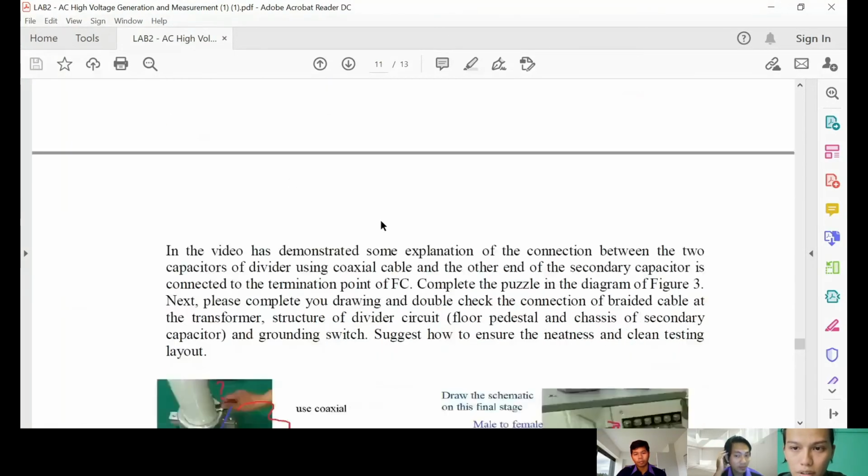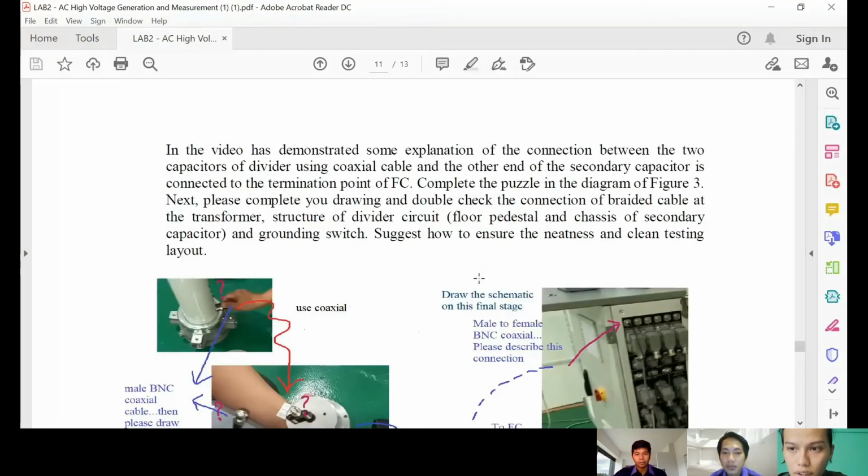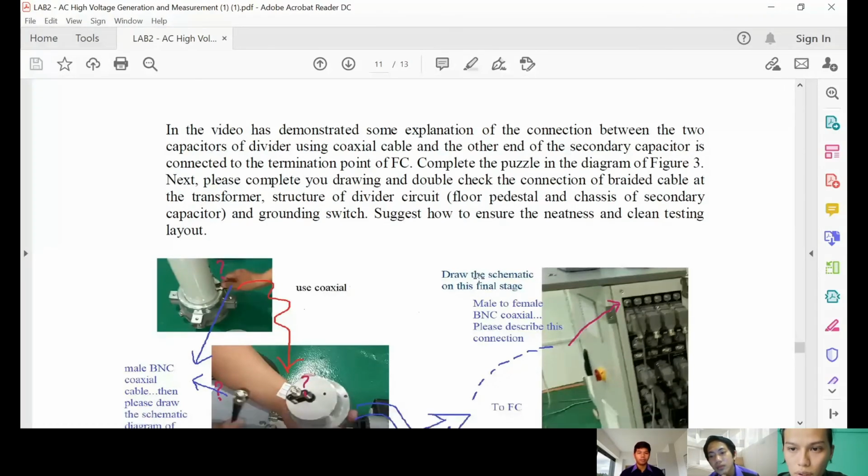The video has demonstrated some explanation of the connection between the two capacitors of the divider using coaxial cable, and the other end of the secondary capacitor is connected to the terminal point of the FC. So the question is to complete the puzzle in the diagram, then complete your drawing and double check the connection of the braided cable at the transformer, structure of the divider circuit, and grounding switch. And then the last question is to suggest how to ensure a neat and clean testing layout.